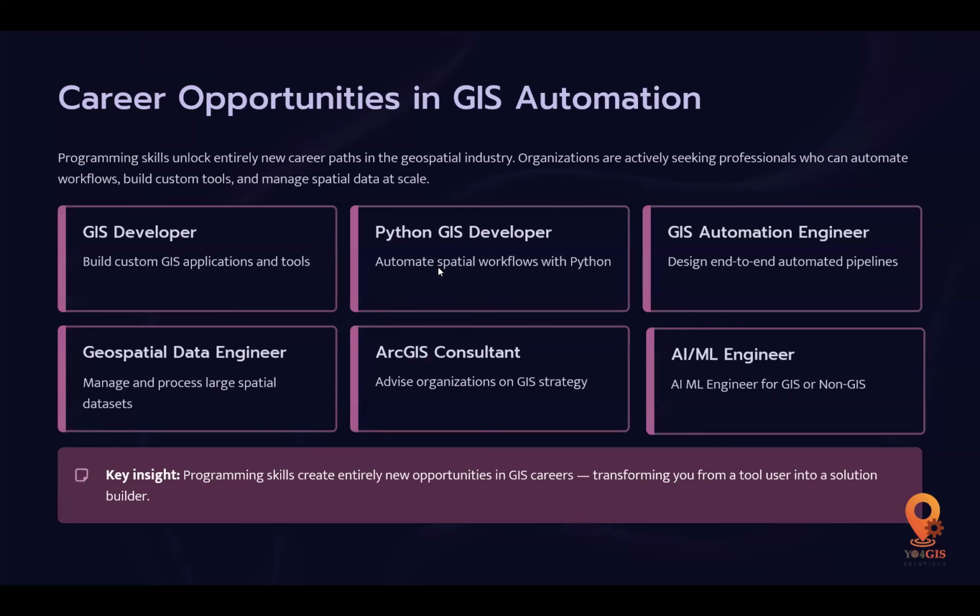What are the career opportunities we have in GIS automation? Let's suppose you have done a course where we talk about Python and ArcPy development. After completion, you can easily be eligible for roles like GIS developer, Python GIS developer, GIS automation engineer, geospatial data engineer, ArcGIS consultant, and AI ML engineer. As you know, people are not understanding this. Always remember one thing, we are in a niche technology.